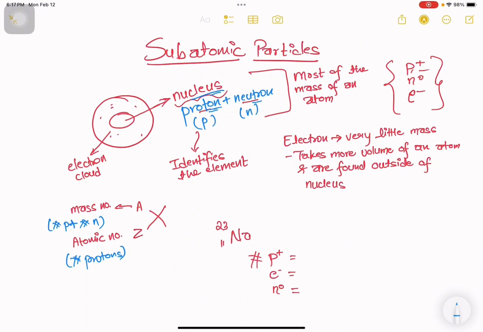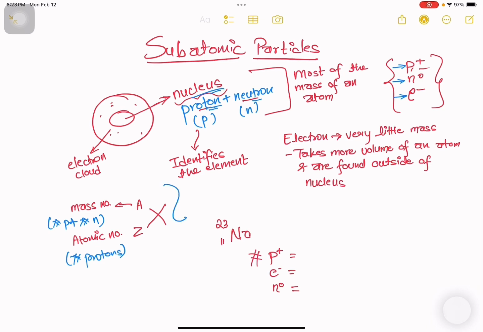Proton is the identifier of the element. What does that mean? For example, the first element from your periodic table, which is hydrogen, has one proton. The second element, helium, has two protons. So it identifies the element. Proton has positive charge. Neutron is neutral. Electron has negative charge.